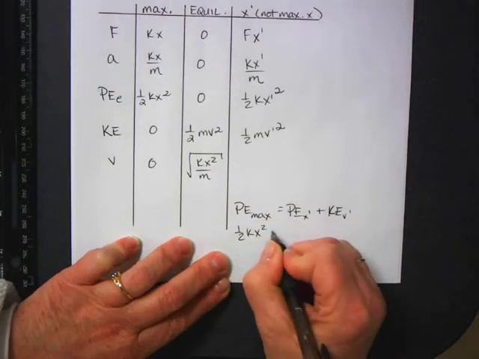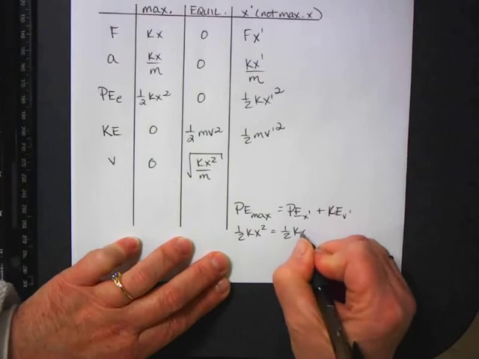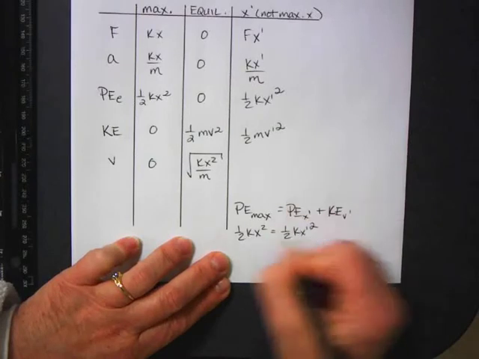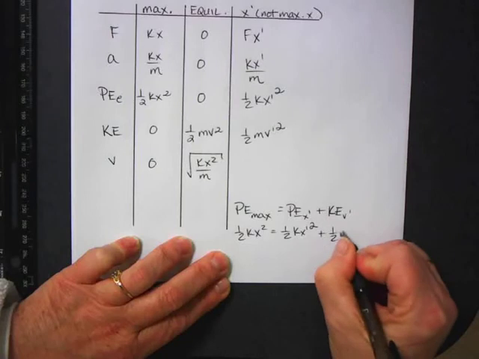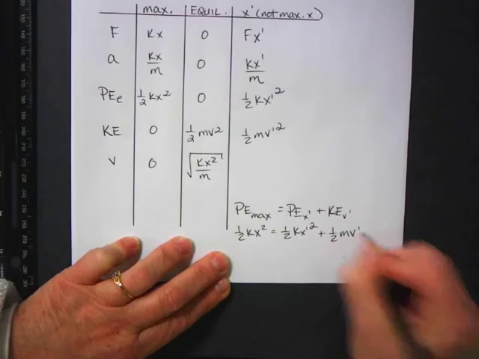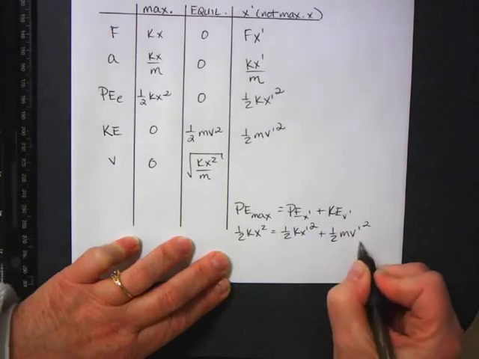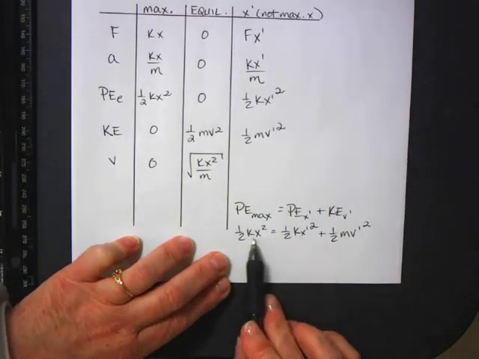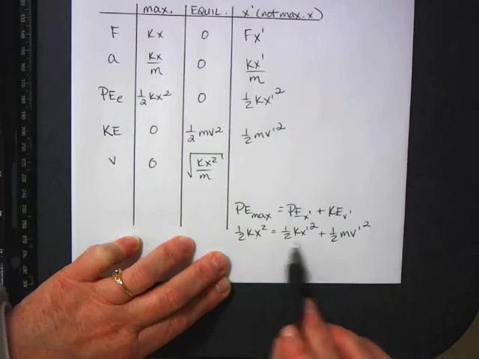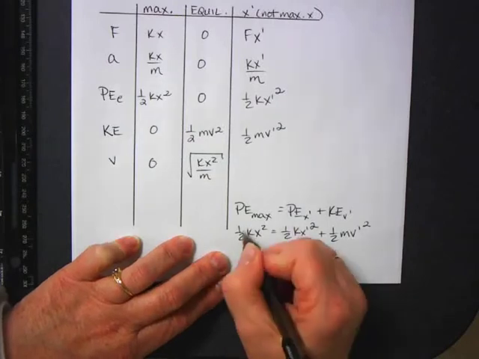1/2 kx squared goes here. 1/2 kx prime squared goes here for potential. And then you can actually solve for velocity prime when you know these two: maximum energy at stretch and x prime energy, somewhere in between.